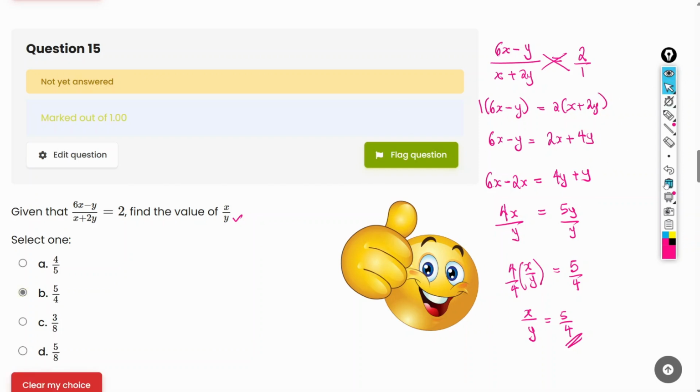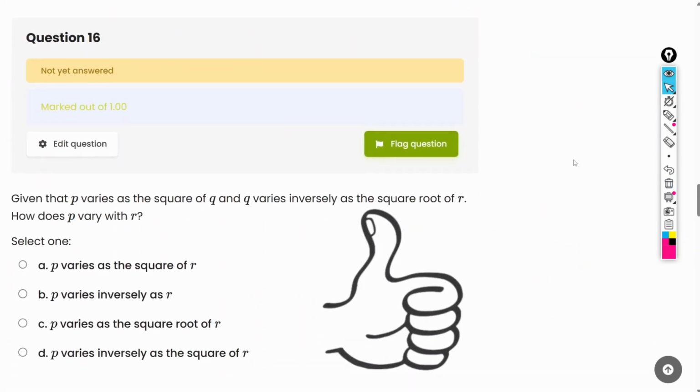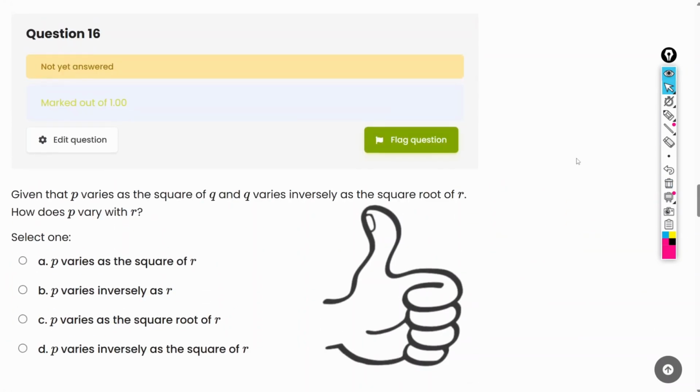All right, so question 16, let's go. Question 16 says, given that p varies as the square of q, so p varies as q squared, and then q varies inversely as the square root of r. How does p vary with r?